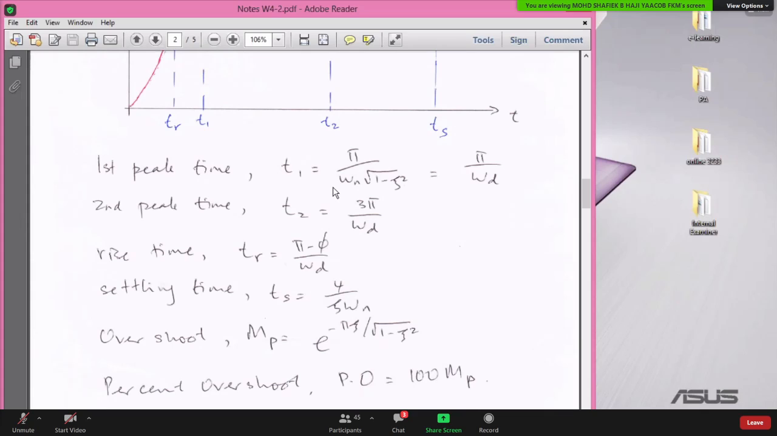So these are the quantities that you can compute from the second order system, which in turn tell you how the system behaves, and then you can quantify whether it is satisfactory or not, depending on the specific application of your system. Now, let's take a look at some examples.